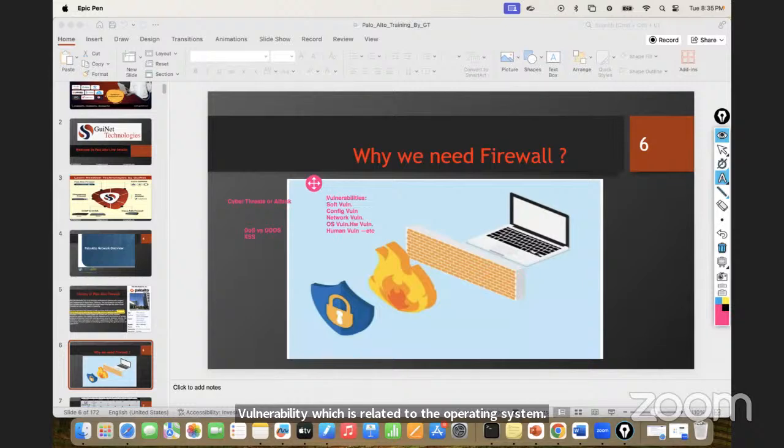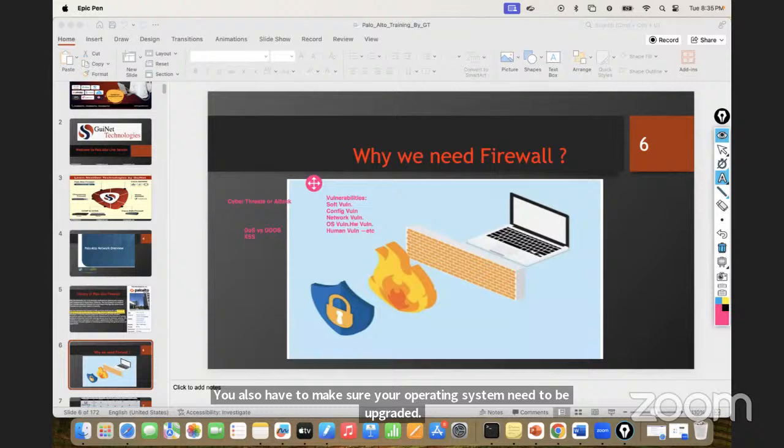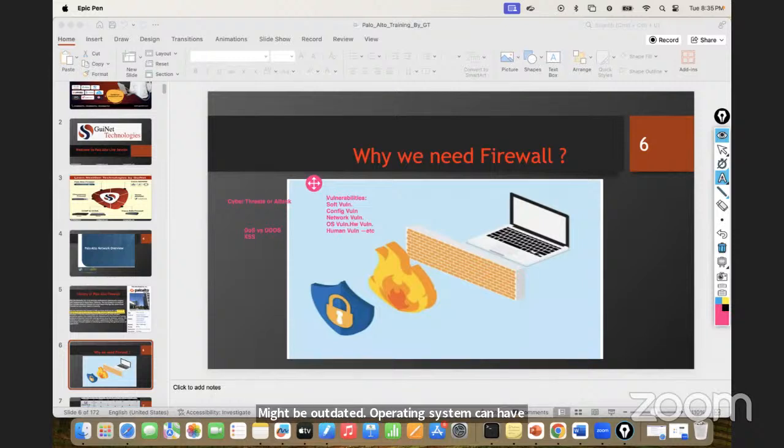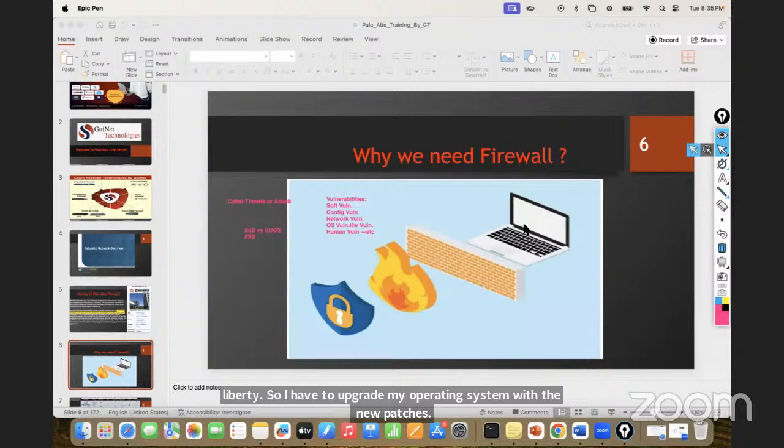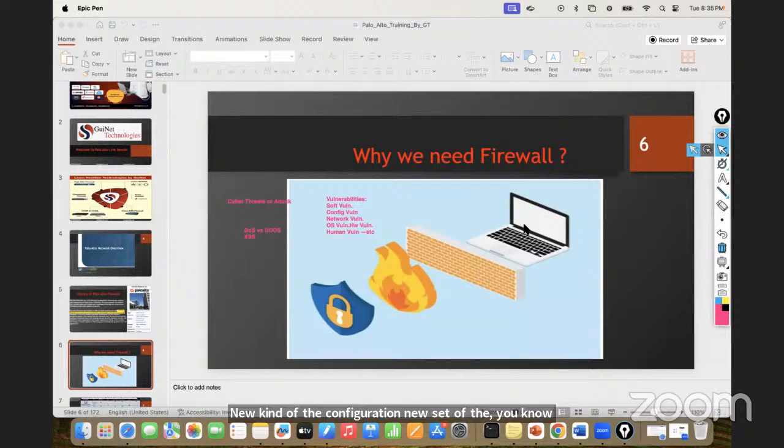Might be an outdated operating system can have some kind of problem. So if my operating system has some kind of problem, then I have to think about how I can make my operating system very strong, so that it is not going to be affected by the vulnerability. So I have to upgrade my operating system with new patches, new configuration, and new signatures, which are going to be more powerful to protect against any kind of vulnerability.